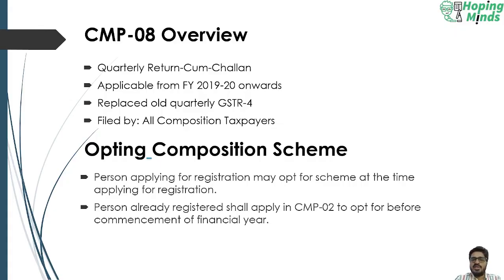Then opting for the composition scheme. Who can opt for the composition scheme? A person at the time of registration under GST can opt for the composition scheme. Also, if a taxpayer has already opted for a regular scheme, but later on wishes to opt for the composition scheme, he can do so by filing a form, that is CMP-02, and opt for the composition scheme, subject to the condition that his turnover has not exceeded the threshold limit.